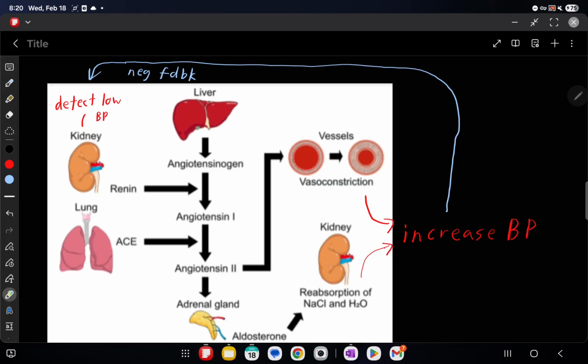So the system works to lower the stimulus that originally caused it. The original problem was low blood pressure, but with the help of the system, we're able to increase blood pressure and cancel out the stimulus.